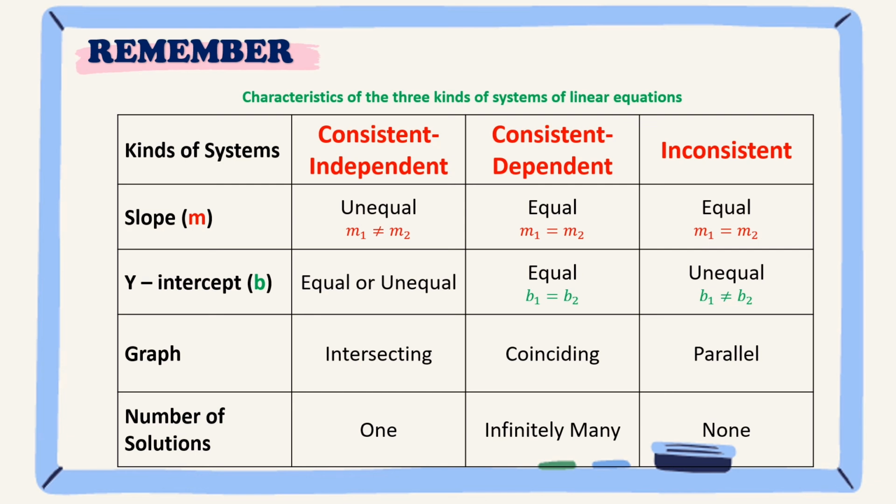And for the inconsistent system, remember also that the slopes are equal, but the y-intercepts are unequal. The graph has parallel lines, which means that there is no solution.